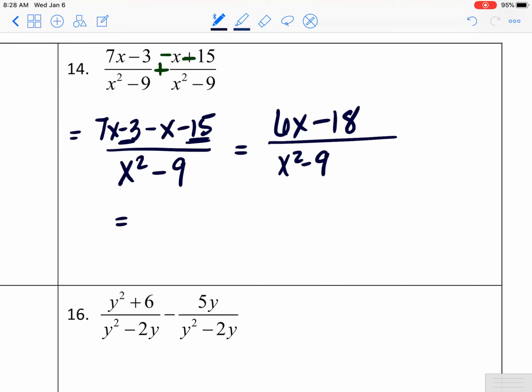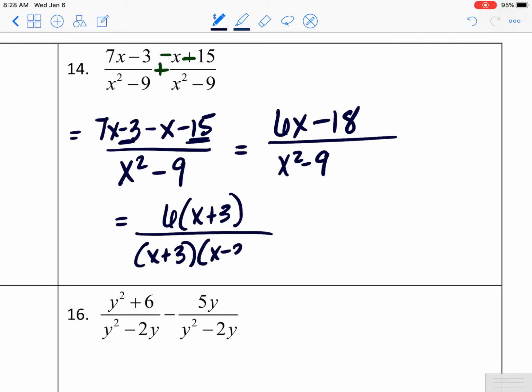Now I know I can factor this. So if I take out a 6, I'm left with x plus 3. And that bottom is a difference of two squares. So this cancels with that. And here's your final answer.